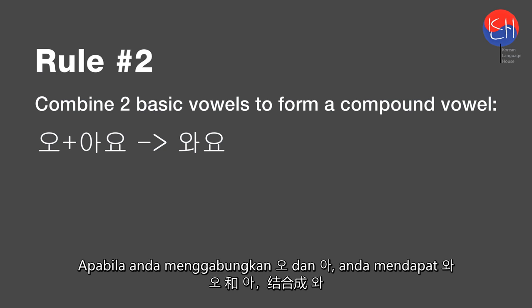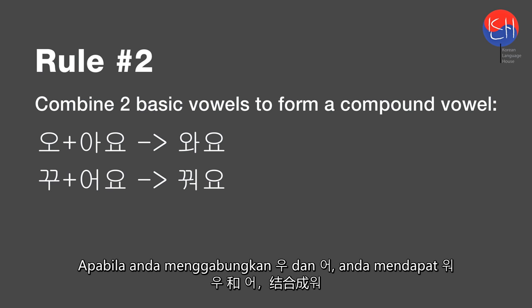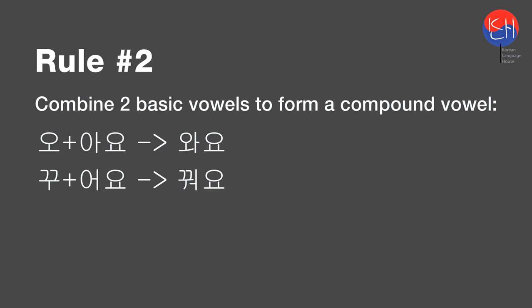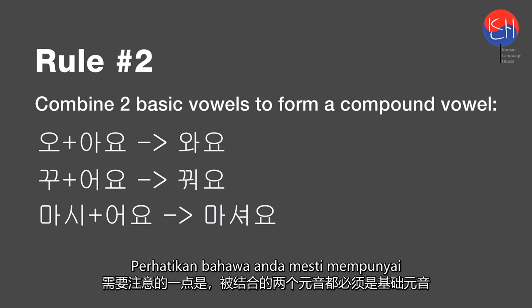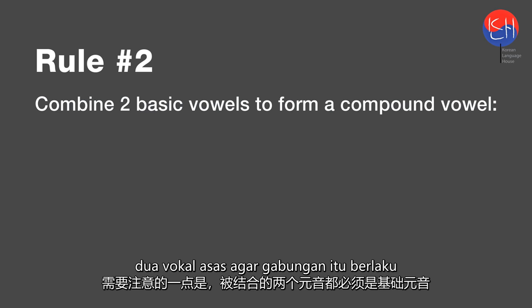When you combine u and a, you get wa. When you combine u and o, you get wo. When you combine e and o, you get yo. Note that you must have 2 basic vowels for the combination to happen.